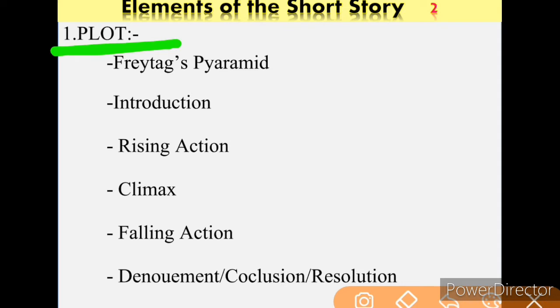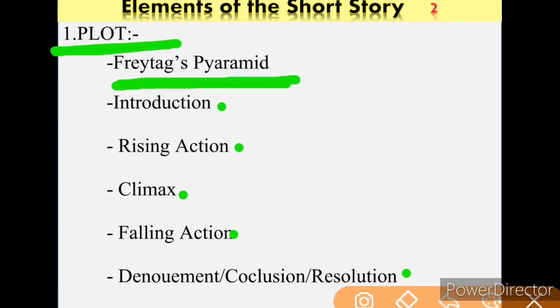Here, in terms of the structure, there is Freytag's pyramid. This Freytag's pyramid of plot includes 5 elements: introduction, rising action, climax, falling action, and then resolution or denouement. The plot should follow some logical sequence of events. So there are 5 elements in the Freytag's pyramid. These 5 elements that we will see here: introduction, which can also be called the exposition.